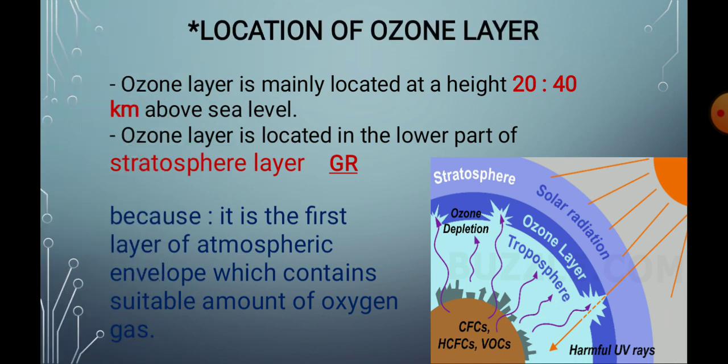Now we're going to talk about the location of the ozone layer. The ozone layer is mainly located at a height of 20 to 40 kilometers above sea level. It is located in the lower part of the stratosphere layer because it is the first layer of the atmospheric envelope which contains a suitable amount of oxygen gas.